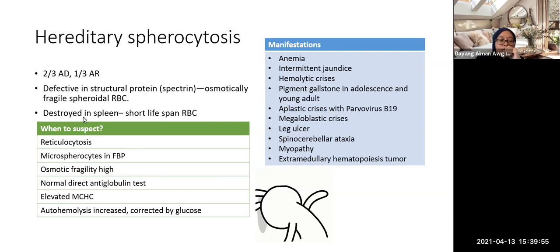When to suspect spherocytosis is when we do the investigation, we can see reticulocytosis, microspherocyte features, high osmotic fragility, a normal antiglobulin test, MCHC is elevated, and there is increased hemolysis.